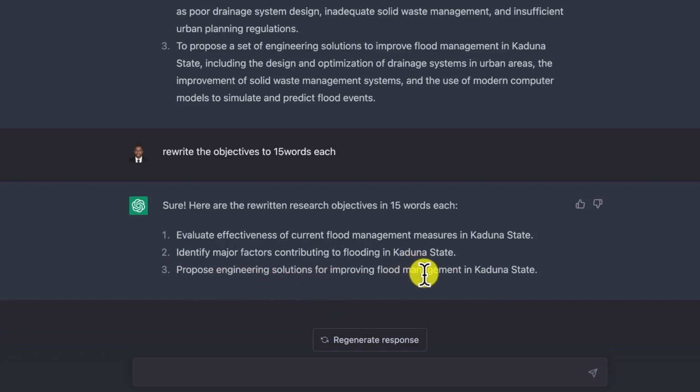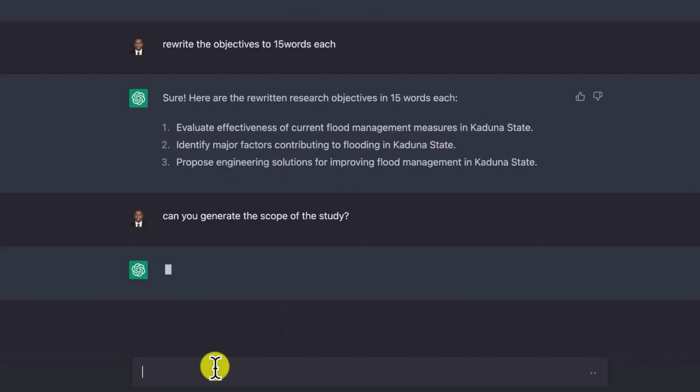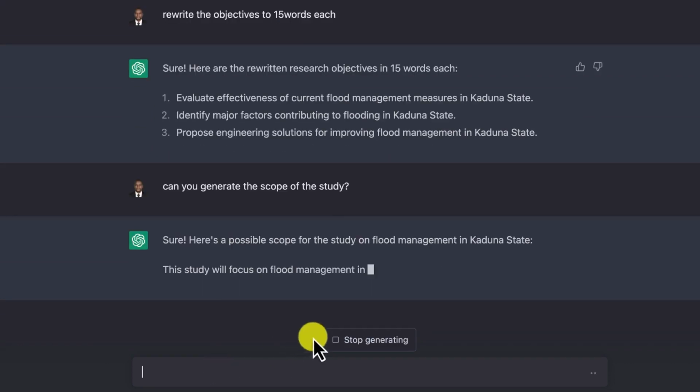I think this is very fantastic, but I still prefer the first one. Okay, these 3 are more detailed and they capture most of the things we need. So this is about writing objectives of the study. The next thing is we can ask it to write the scope of the study. Can you generate the scope of the study? Okay, so let's see if it can give us the scope of the study that we can use for this particular study. Sure, here is a possible scope for this study.